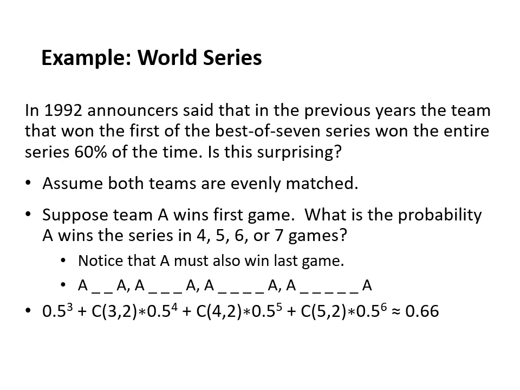First, let's assume that both teams are evenly matched. That means that the probability of TA winning is equal to the probability of TB winning, which is 0.5. Now let's suppose that team A wins the first game. So the question is, what is the probability that A wins the series in 4, 5, 6, or 7 games? As in the previous example, notice that A must also win the last game. Here I sketched out different configurations that lead to A winning in the best of 7 series.